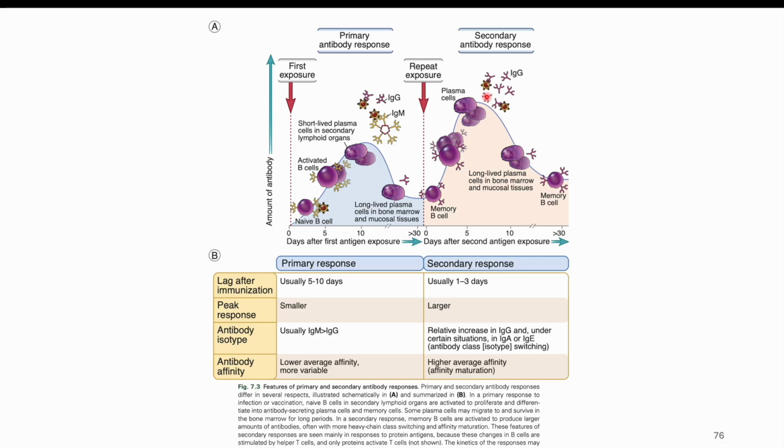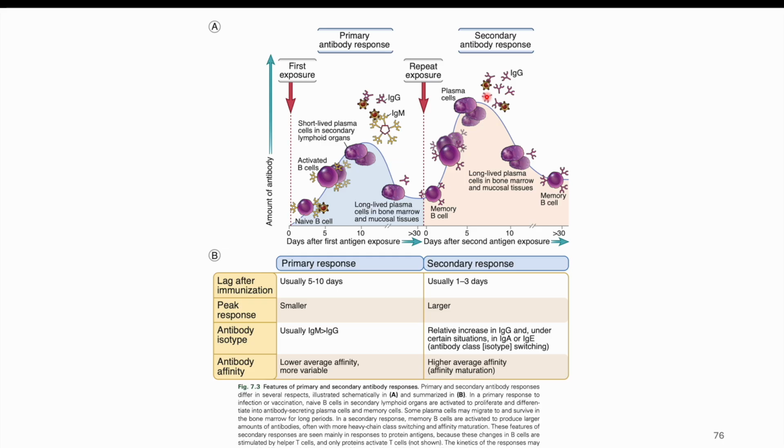And the isotype in the primary response is majorly IgM, while in the secondary response there is more of IgG. And then again, depending upon the infection type or immunization, there will be IgA or IgE. It completely depends upon the type of infection, but predominantly in the primary response there will be IgM, and then in secondary it will be IgG and other antibodies depending upon the type of infection.